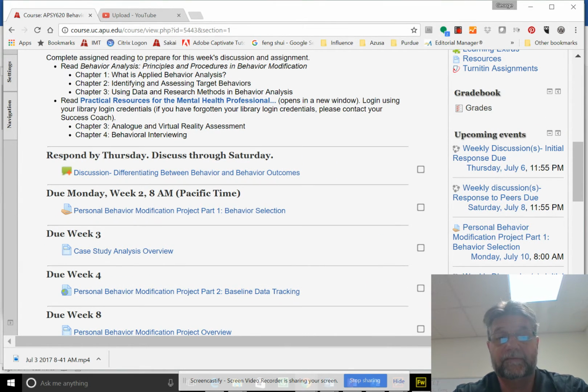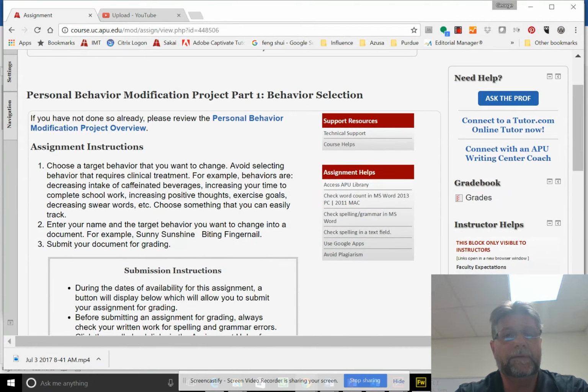Due Monday, personal behavior modification project plan. If you click that right there, your behavior selection, you're going to choose a target behavior that you want to change. Now, when we say change in behavior, you don't want something that's going to require clinical treatment. You just want a behavior that you want to modify to some point. And here gives us a great example. For example, behaviors are decreasing the intake of caffeinated beverages, increasing your time to complete schoolwork, increasing positive thoughts, exercise goals.